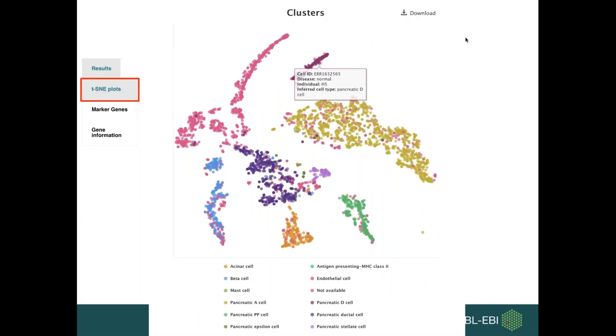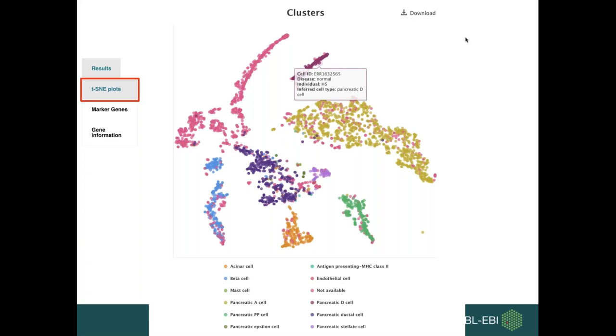So as you can see, we've now colored the cells by their inferred cell type, which is based on the analysis that the authors provided themselves. And it's important to point out that this is, again, independent of the clustering. So it does not necessarily correspond to a specific cluster.